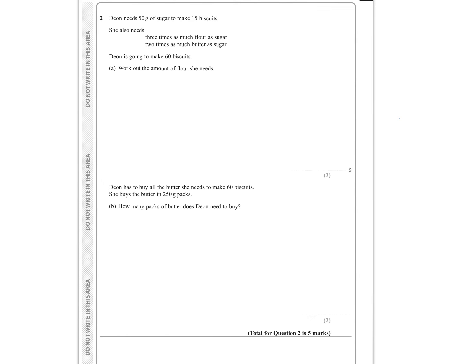Question 2. Dion needs 50 grams of sugar to make 15 biscuits. She also needs 3 times as much flour as sugar and twice as much butter as sugar. So Dion is going to make 16 biscuits. Work out the amount of flour that she needs. Well, 50 grams of sugar makes the 15 biscuits.